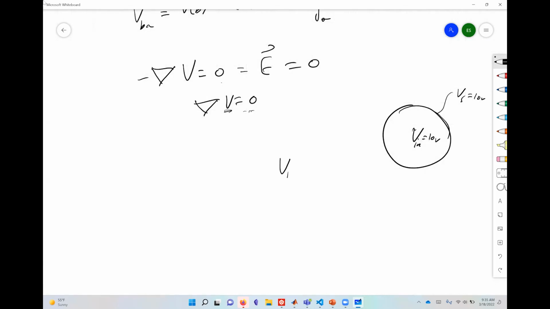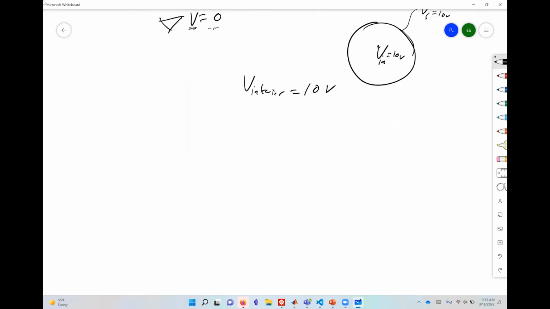Okay, so V interior is 10 volts. I said another implicit statement is that if I know the potential at one point, Vs1 equals 10 volts, right? At every other point on the surface, Vs2, the potential needs to be the same. So you cannot have different potentials on the surface.